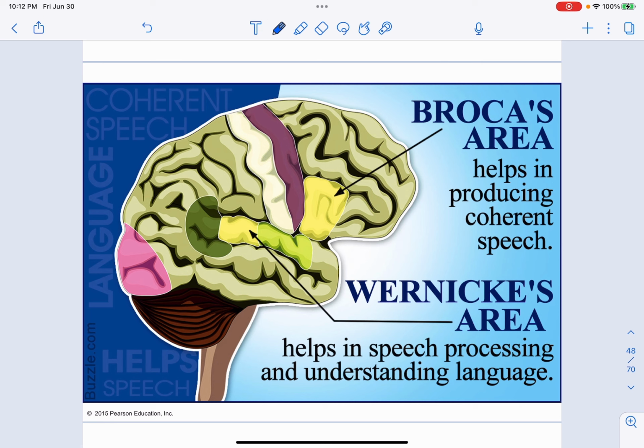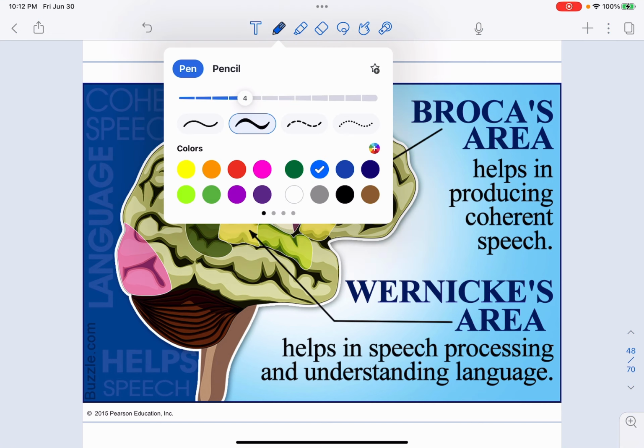The other area, and I'm going to give you examples in a minute, and even show you some additional videos. There's another area called Wernicke's. Wernicke's is involved in speech processing and understanding of a language. So you're going to hear information coming in like the word apple, and you're going to interpret it. And then if you want to respond using speech, you will send commands to Broca's area to help you formulate that word.